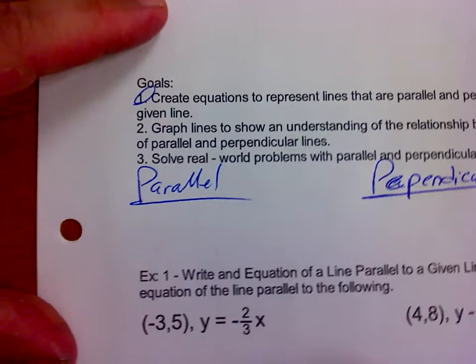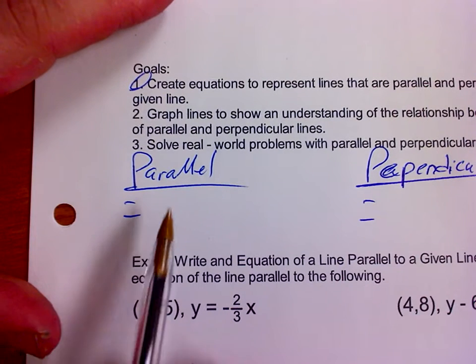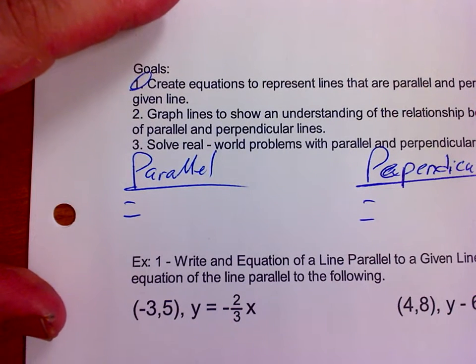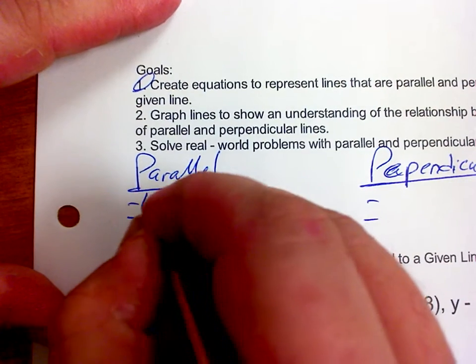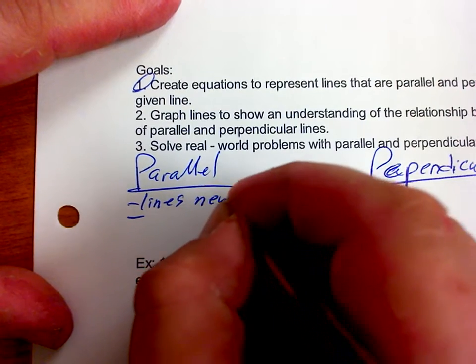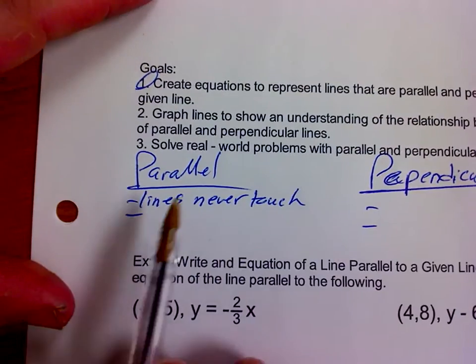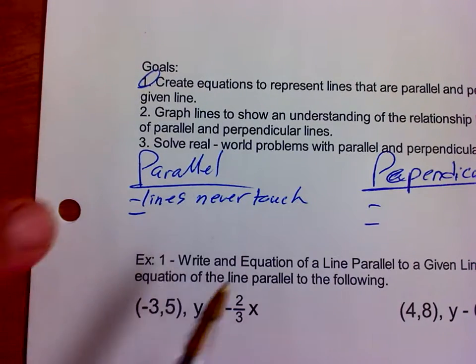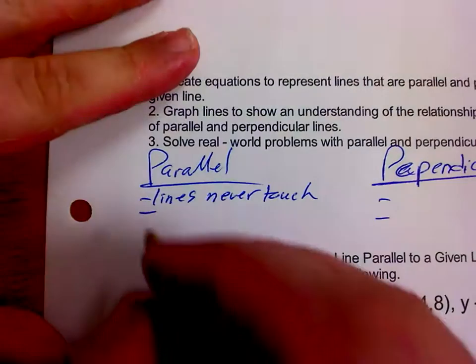Now, parallel lines, two things. There's going to be two things for each of these, but we're going to address parallel first and then come back to perpendicular for the final examples. Parallel lines, okay? Lines never touch. I think we've seen a lot of students are able to understand parallel lines, so they know that they never touch. They're going to keep going on and on and never intersect.